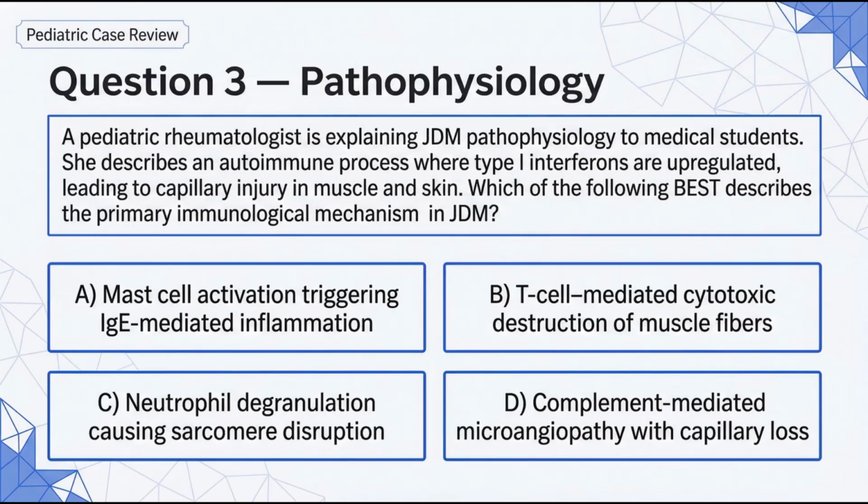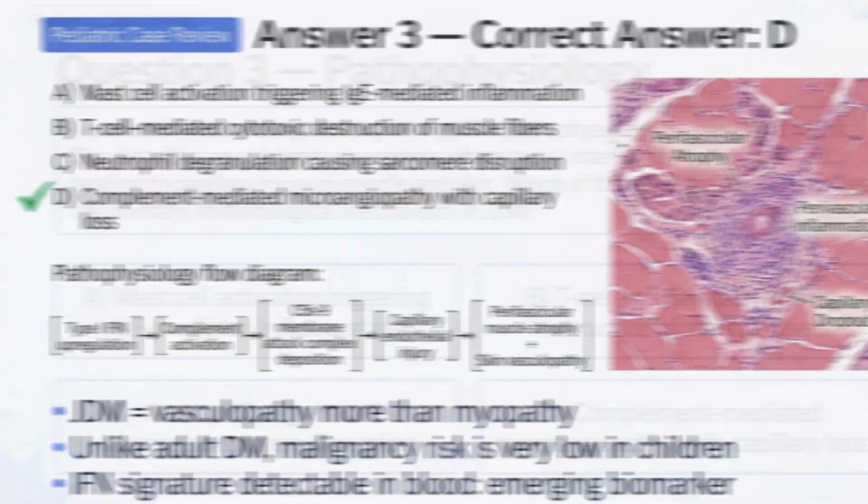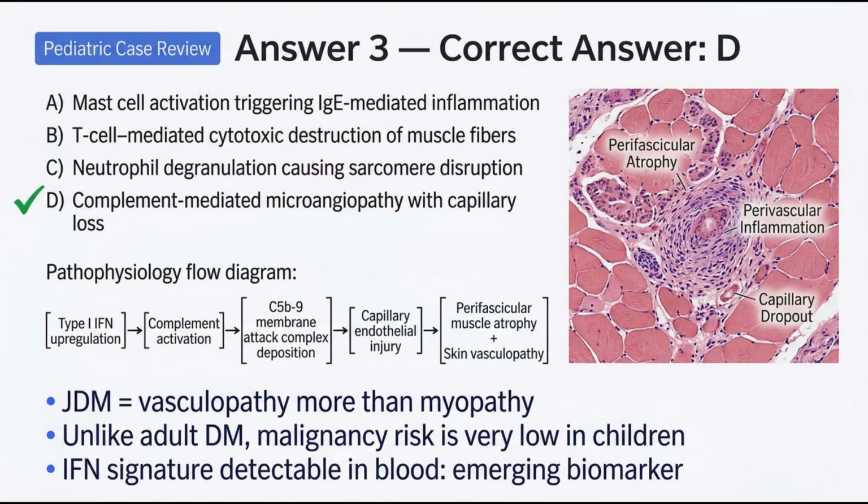Option A. Mast cell activation triggering immunoglobulin E-mediated inflammation. Option B. T-cell-mediated cytotoxic destruction of muscle fibers. Option C. Neutrophil degranulation causing sarcomere disruption. Option D. Complement-mediated microangiopathy with capillary loss. The correct answer is Option D. Complement-mediated microangiopathy with capillary loss.